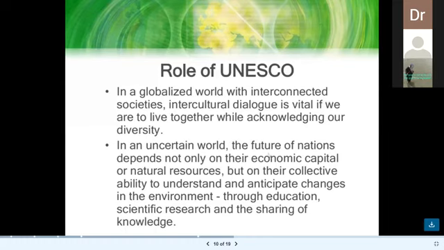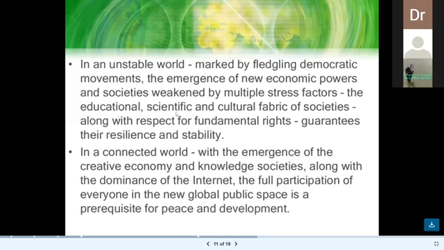In an unstable world marked by fledgling democratic movements, the emergence of new economic powers, and societies weakened by multiple stress factors, the educational, scientific, and cultural fabric of societies, along with respect for fundamental rights, guarantees their resilience and stability. So through educational, scientific, and cultural activities, we are maintaining a stabilized environment here.